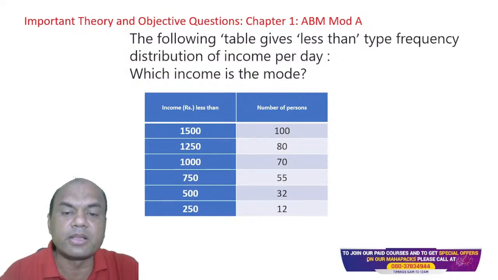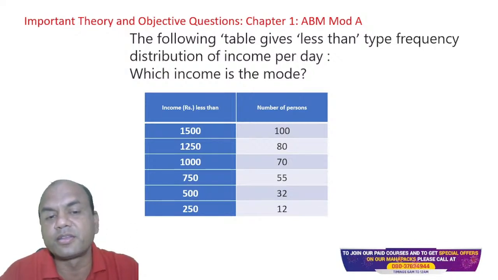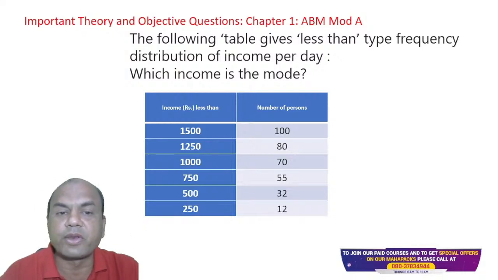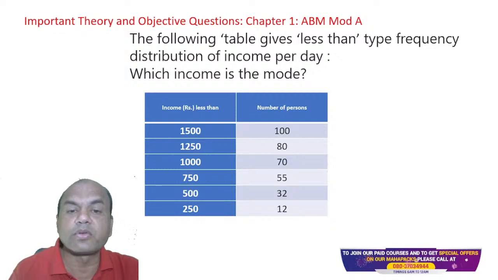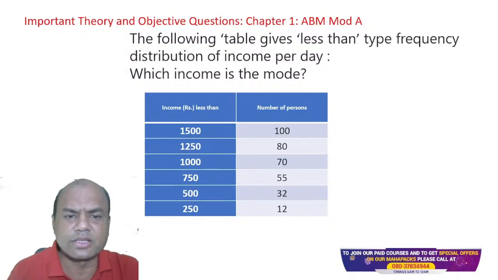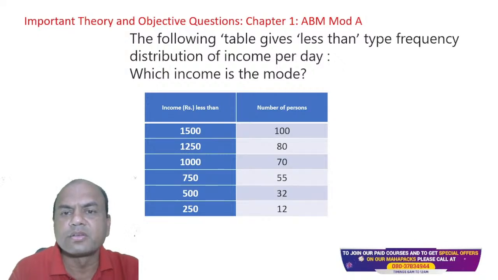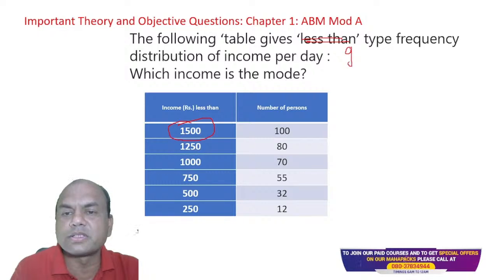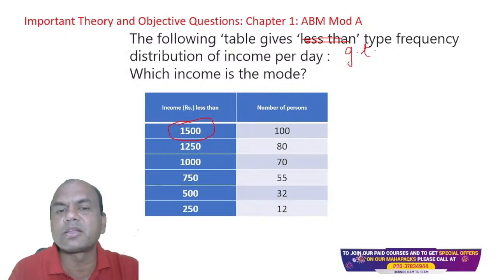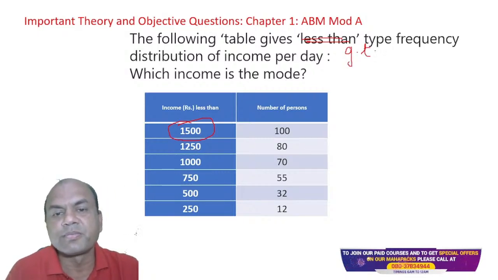The following table gives less than type frequency distribution of the income per day. Okay, now what have you to do? Is this less than? I think so. It should be greater than type, because it is starting from the highest, 1500, and going to the lowest. So greater than type, GT I'll write it. The following table gives the GT type frequency of the income per day.